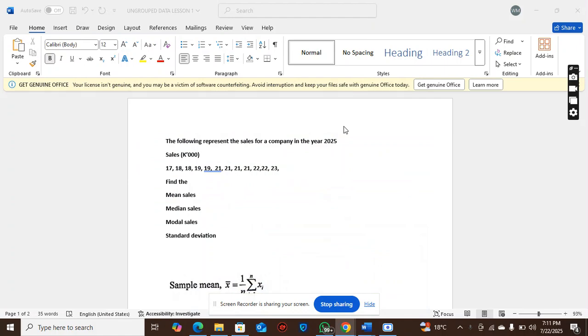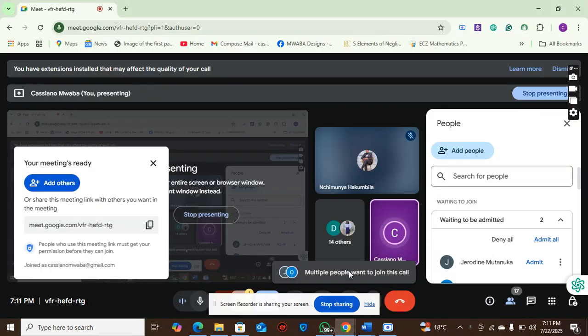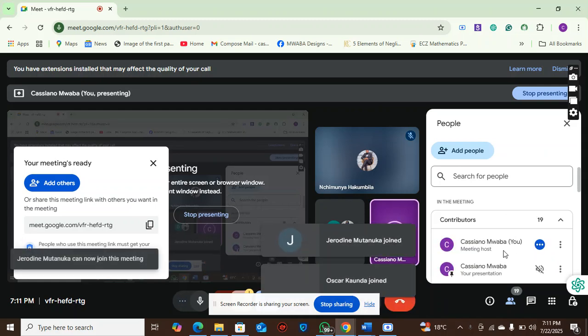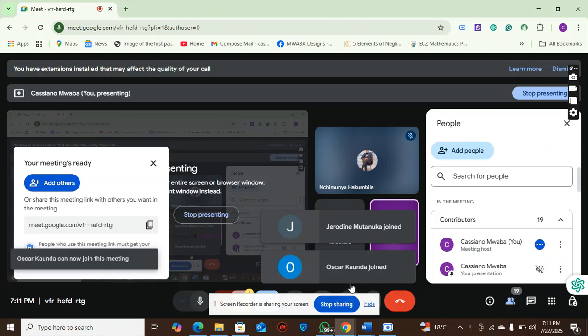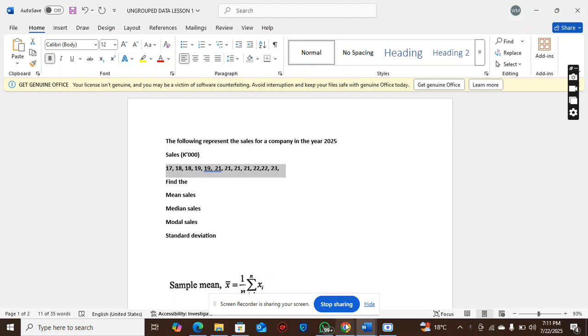Okay, so this is the question here. The following data represents the sales for a company in the year 2025. All right, so we've been given this information, which represents the sales that the company made in 2025. So we're going to analyze these sales so that we can find the mean, the mode, the median, and the standard deviation. All right. So the first part of the question.